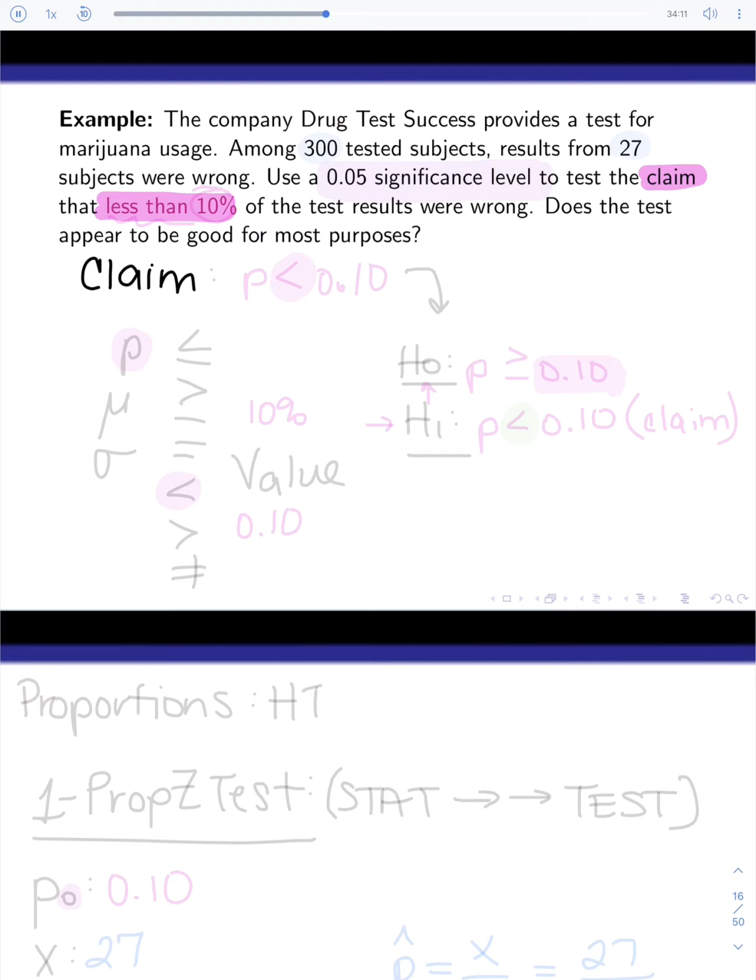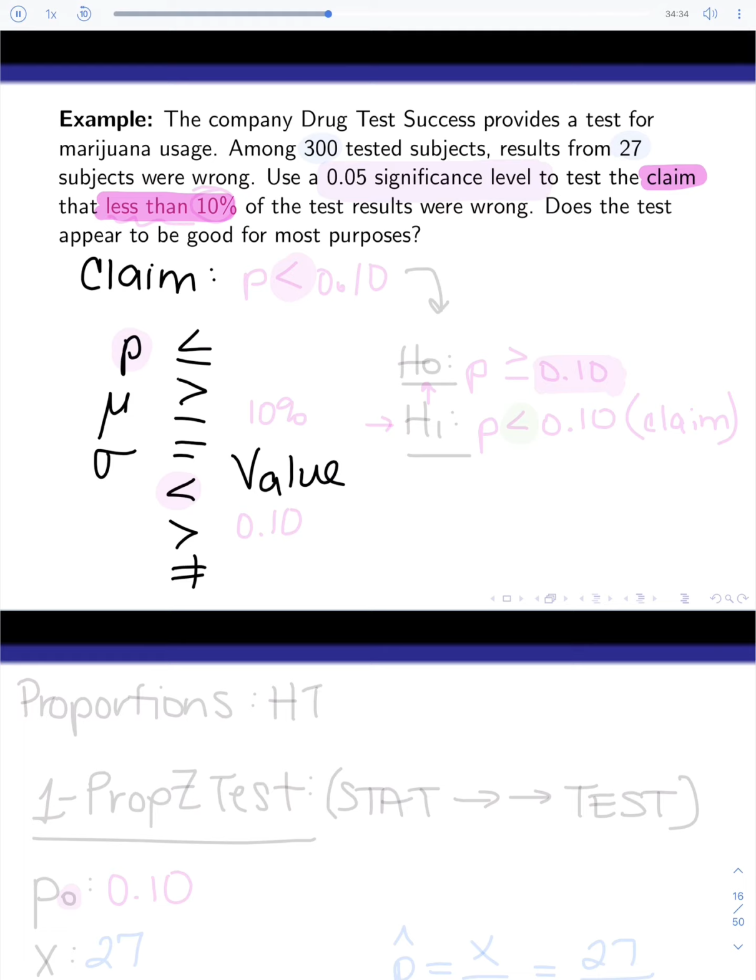Well, first of all, we need to talk about what symbol we're going to use, whether we're going to use P, mu, or sigma. And then we'll also talk about what inequality we'll fill in: less than or equal to, greater than or equal to, less than, greater than, or not equal to. And then we'll fill in our value that comes after that.